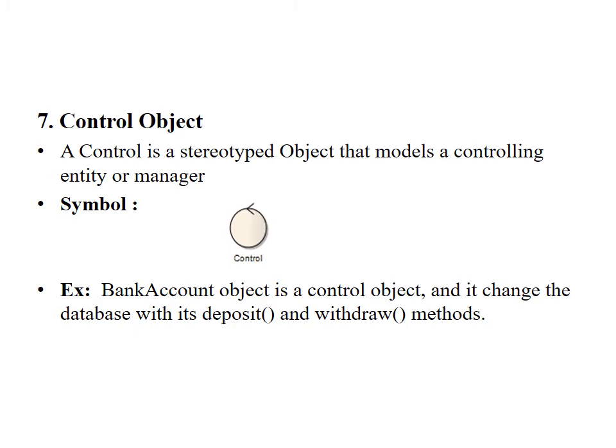For example, a bank account object is itself a control object because it changes the database with its deposit and withdraw methods. By executing these deposit and withdraw operations, the bank account gets changed. Since it controls those accounts, it is called a control object. The control object will be represented using this symbol.